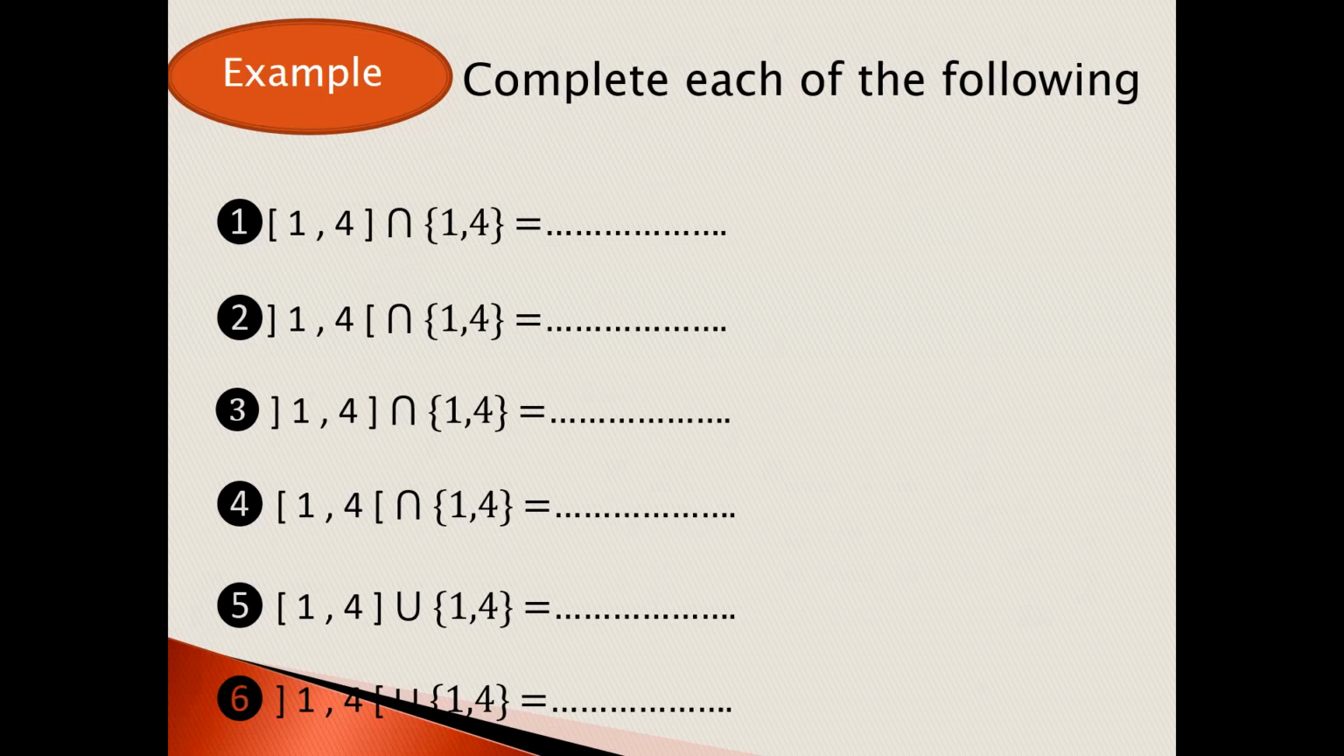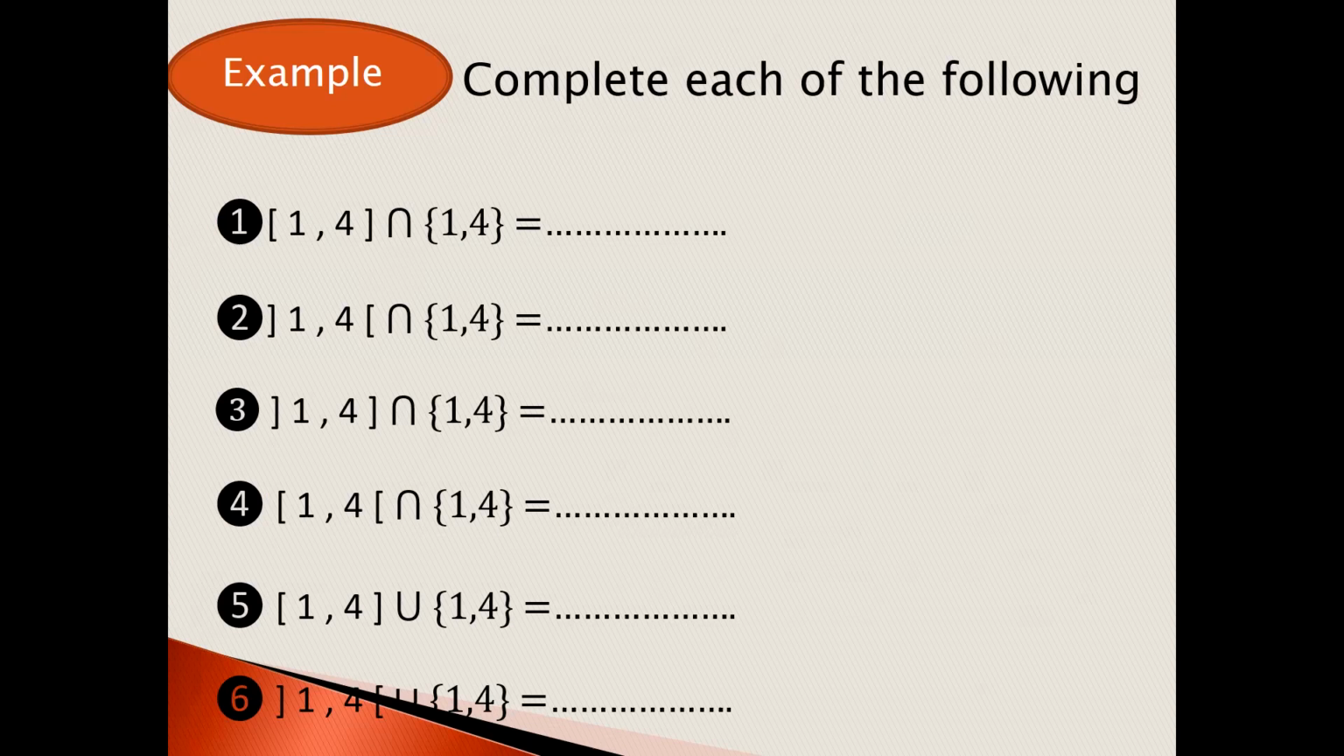Number 4, [1,4), 1 closed and 4 open, intersection with the set {1,4}. 1 is closed, so it will be included, and 1 is included in the set. 4 is not included in the interval but is included in the set. So the answer, the common number between them, is 1 only.